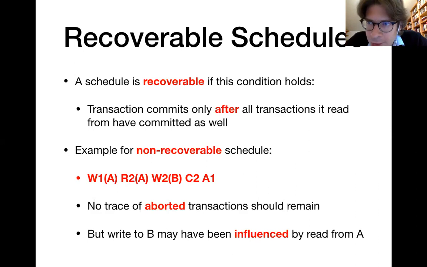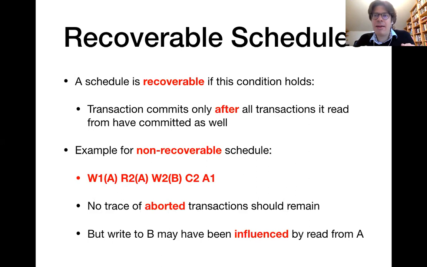And the problem is this. Transaction number 2 has read the value of object A that was written by the first transaction, which means that transaction 2 might have been influenced in what it writes to object B by what it has read from object A.